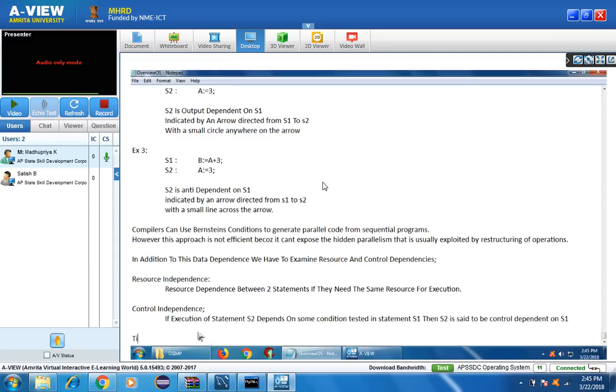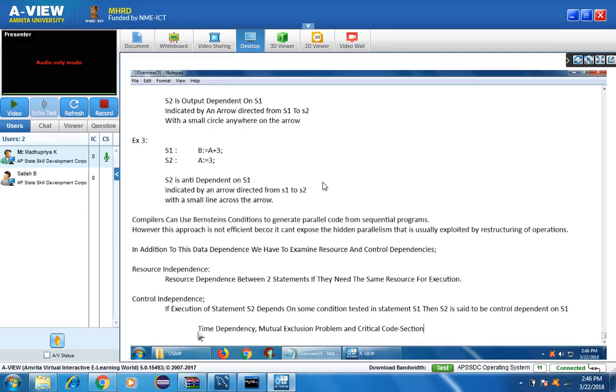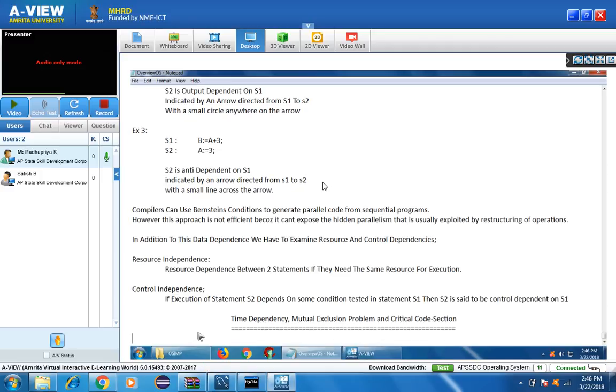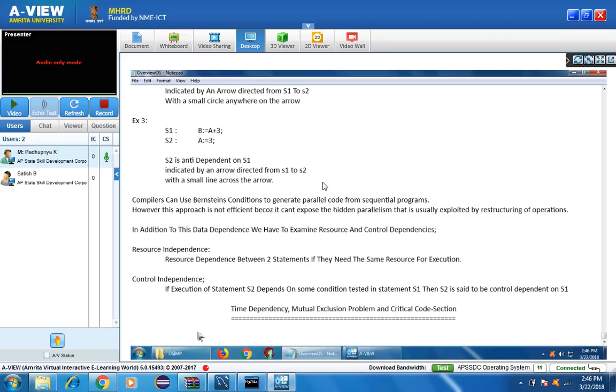First one, time dependency. In that, we'll discuss what is the mutual exclusion problem and critical code section. Time dependency, then mutual exclusion problem, and then we have critical code section. Three things. We'll see all these step by step, how we are going to achieve this.